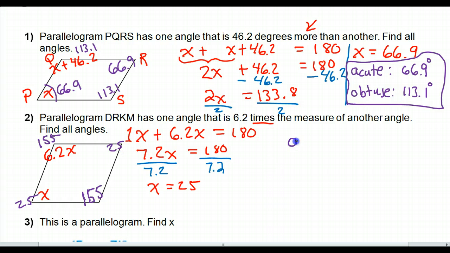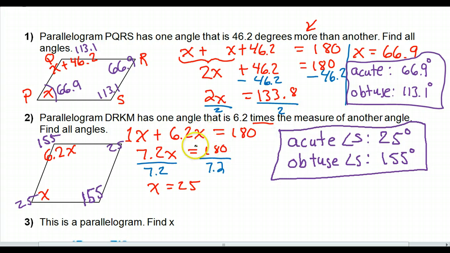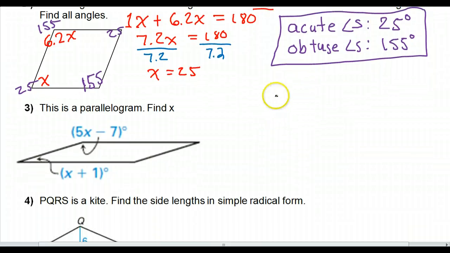So basically, the acute angles are 25 degrees. The obtuse angles are 155 degrees. Okay, so that's the answer to number 2. Number 3.